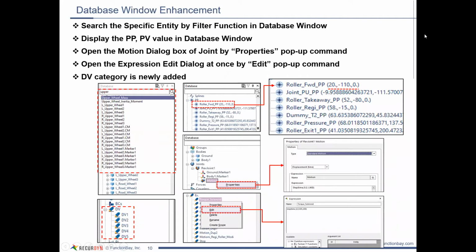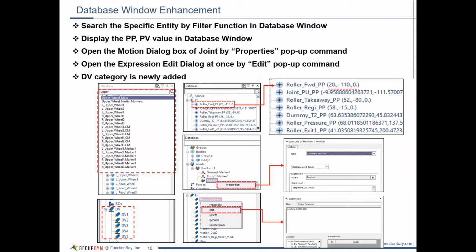So there's been a lot of enhancements to the database window. The first one is you actually now have a search capability. As you can see in the upper right corner of the database window, there's now a little search icon, and then you can type in the name of the entity that you're looking for.